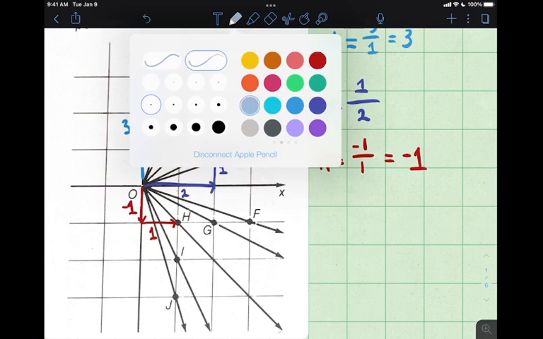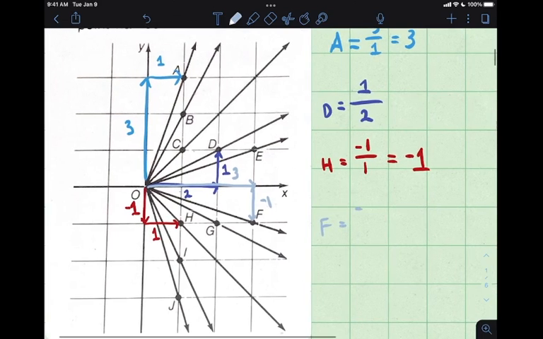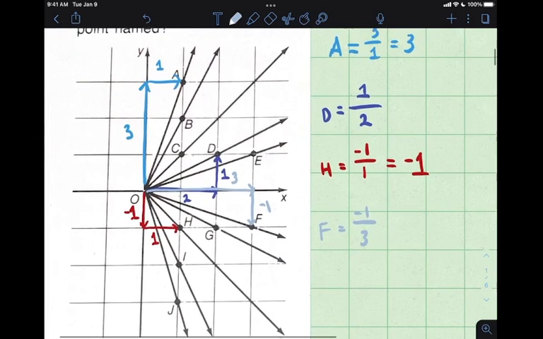Let's try maybe last one, F. For letter F, it went 1, 2, 3 units left, 1 unit down. So for letter F, it has a slope of -1. Remember, vertical change is on top, and 3. So we have a slope of -1/3.